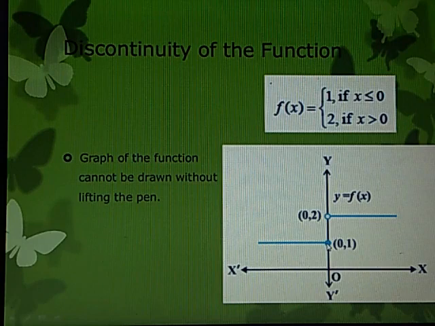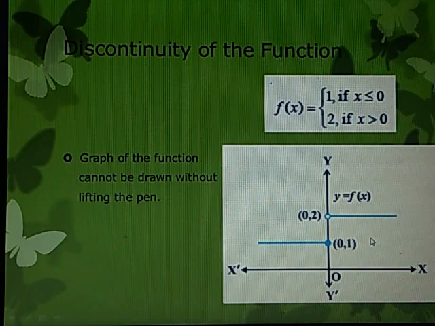The continuity remains till x is 0, that means y is 1. But the continuity breaks the moment x becomes greater than 0. It shifts. We need to lift our hand and move to the other position and draw the graph. So you can understand discontinuity very well from here. At 0, it is becoming discontinuous, okay? Because on the right of 0, that means when x is greater than 0, the value of f(x) changes.